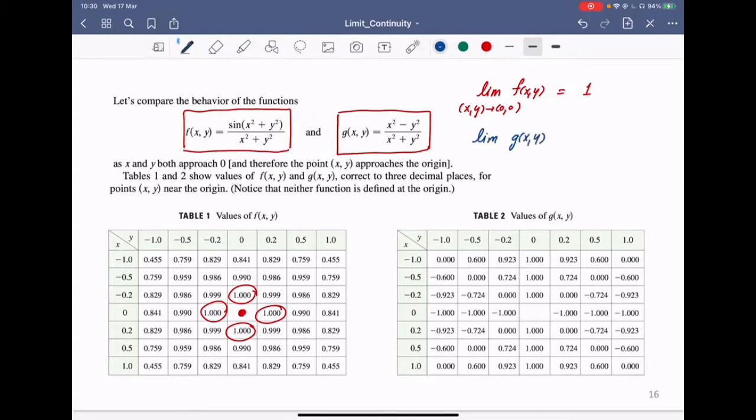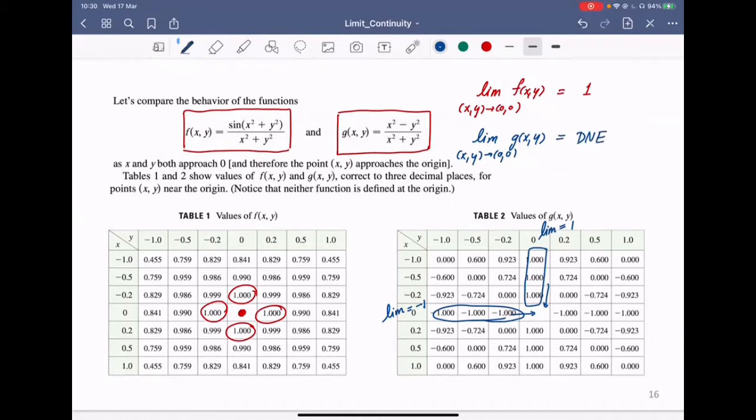which is (x squared minus y squared) over (x squared plus y squared) here, you can see that if you come from the line x equal to 0, it's always -1. And then when it approaches (0, 0), the limit is -1. But if you come from the line y equal to 0, the limit is 1. So you have two lines: if you approach this way, you get limit equal to 1; if you approach this way, limit equal to -1. So the conclusion is that the limit does not exist for D and E.